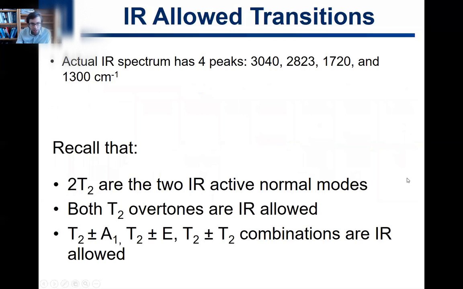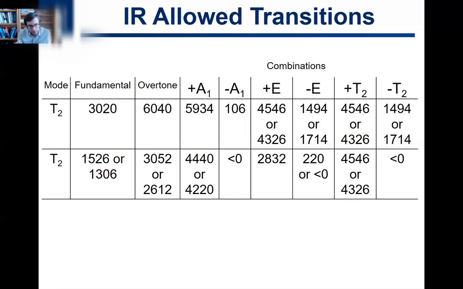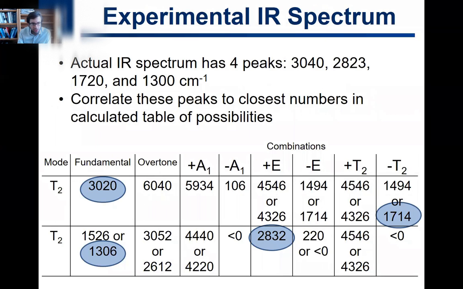So now at this point, we're going to look at the IR spectrum: 3040, 2823, 1720, and 1300. For the IR spectrum, you're going to just try to get the numbers that are close enough. At the end of this chapter's lecture, I'll explain to you why the numbers aren't exactly as predicted, okay? But we're just going to figure out which ones are close. And the closest ones are the ones circled here. And so you have 3020 fundamental, 3040 showed up. So that tells us right away, and the 1306 was close.